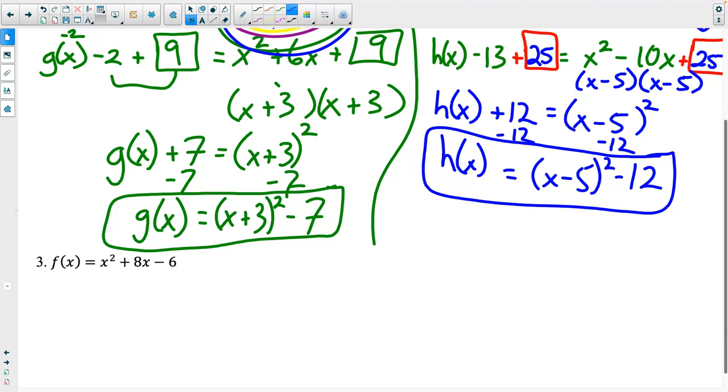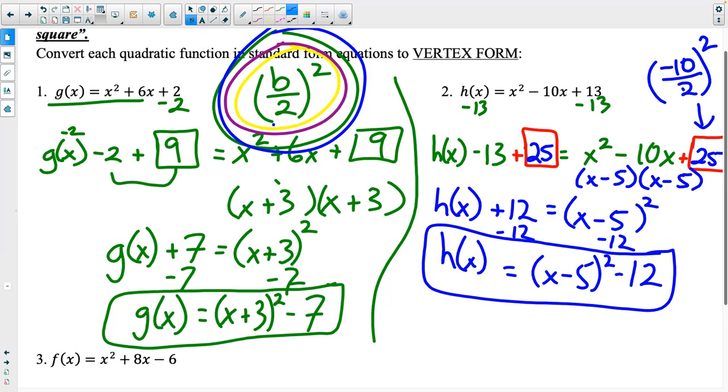What questions do you have? So I combine these to get positive 12. Whatever's in the box, you have to add to whatever number's there. So that's how I got 12. And then you take that negative 12 over. That's a really good question.